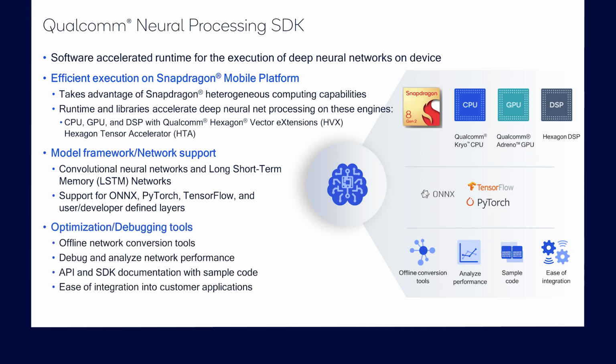The Neural Processing SDK supports offline network conversion tools, which will help you with debugging and optimizing your AI applications. This is great for improving the network performance of your applications. We have also made this AI runtime very developer-friendly. You can easily access the documentation and use the sample code that is offered via the SDK. And the SDK is designed so that you can easily integrate it into your applications.